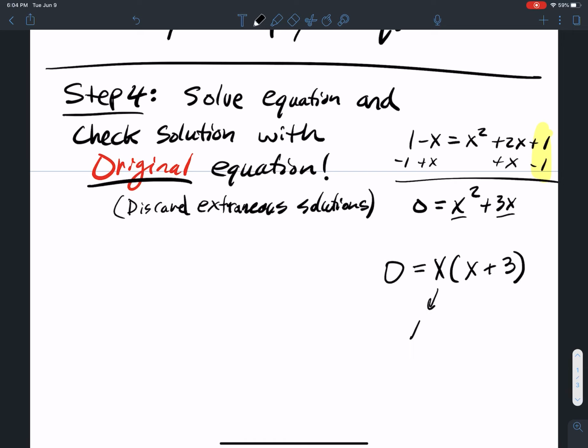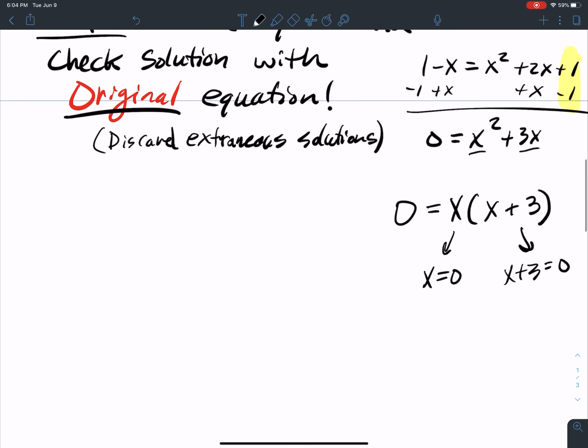So I set each piece equal to 0. X equals 0 and x plus 3 equal to 0. Okay? And when I look at this, that's solved. And then, if I subtract 3 from both sides, I get x equals negative 3. So those are my two options. Either x is 0 or x is negative 3.